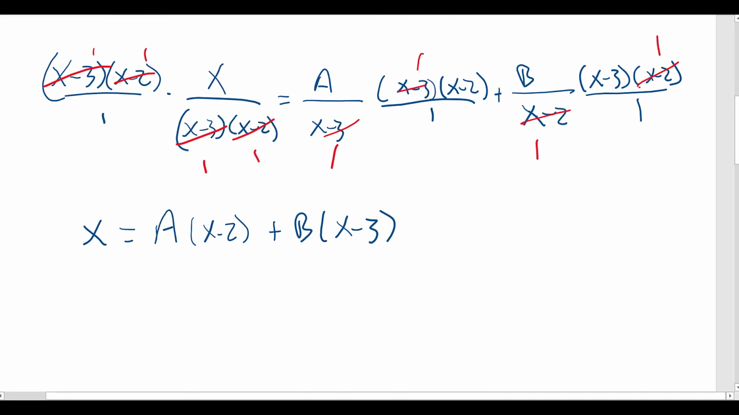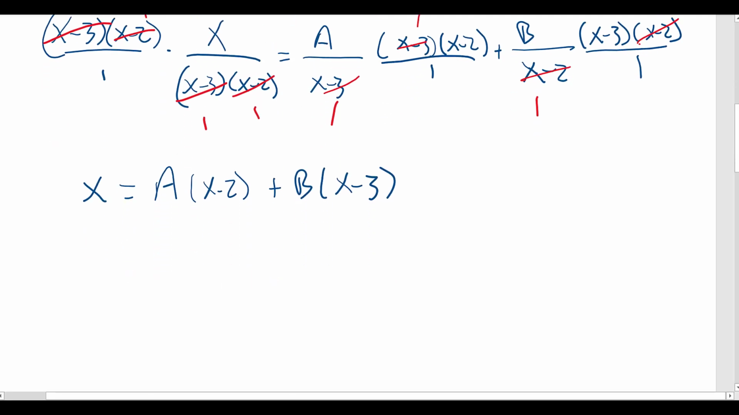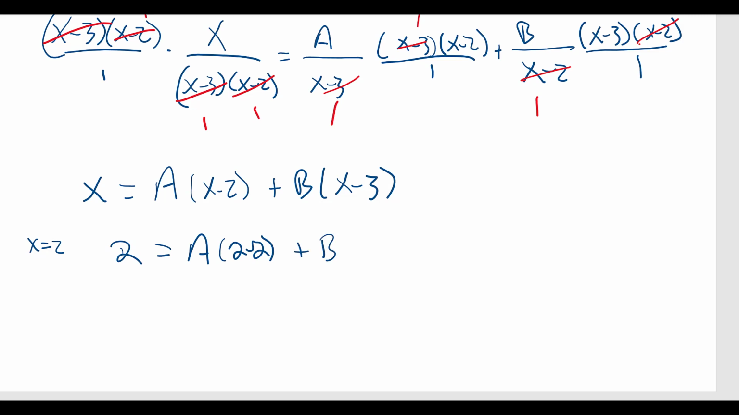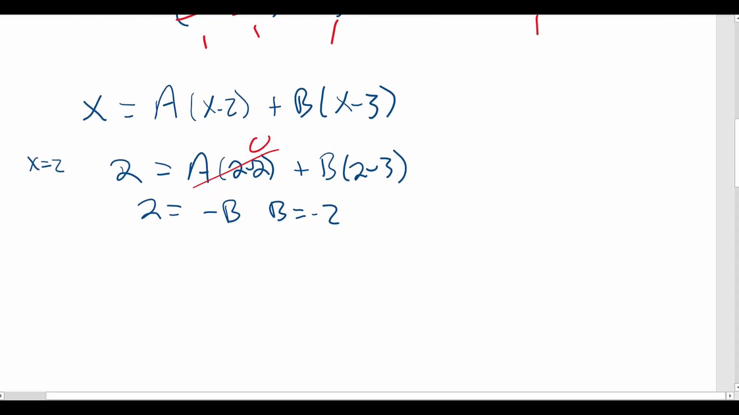And there are a couple ways to go about this part. The quick way is, in this case, because these do have zeros. If that was like x squared plus 2, it would be hard to do it. But if you said x equals 2, we'd have 2 on the left equals A times 2 minus 2 plus B times 2 minus 3. Well, that's just 0. So we have 2 equals negative B, so B must be negative 2.